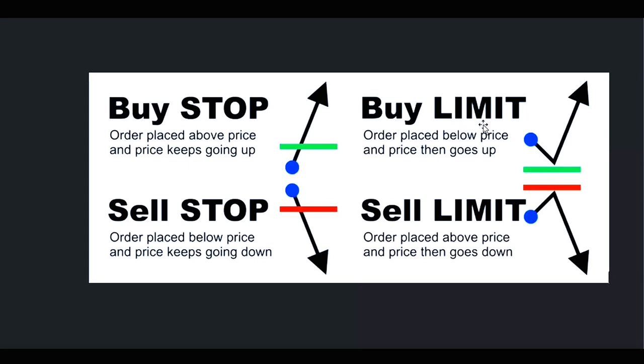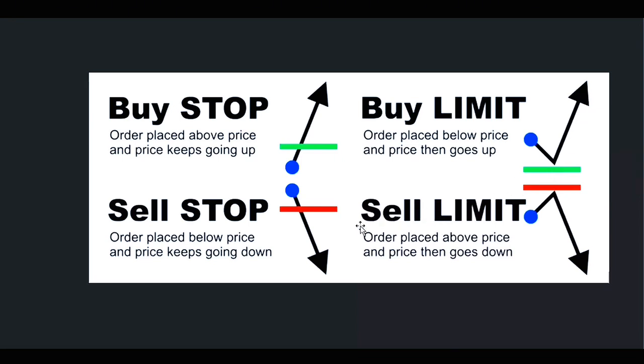Then buy limit. Buy limit is when, for example, the market is selling off, but you believe that when the market sells off up to this particular point, this green line, it is going to reverse and continue going up. So what do you do? You set a buy limit, giving you the opportunity that when the market sells off to that particular point, it will pick you up and continue in the bullish direction.